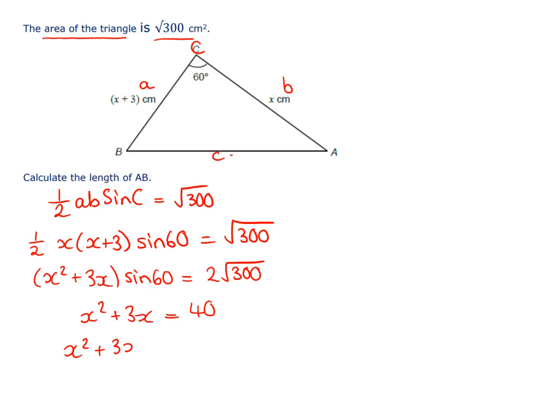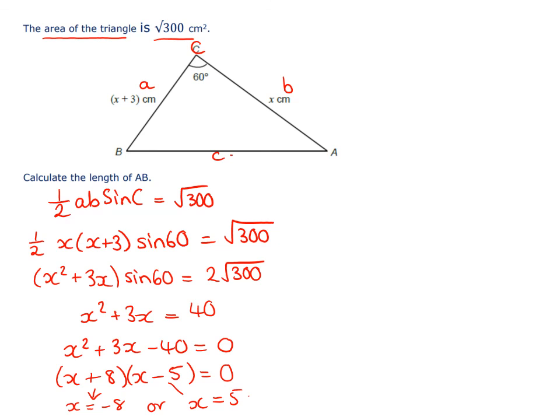I'm going to get it all onto the left hand side, and then let's see if we can factorise it. So they need to multiply to make 40, so I'm already thinking 8 and 5, and I want to end up with a 3, so it's going to be a plus 8 and a minus 5, and from that I could get that x is minus 8, or I could get x is 5. And because we're on about side lengths, it's got to be this second solution, so I'm going to stick with x equals 5 centimetres.